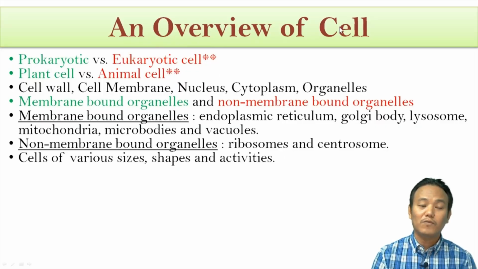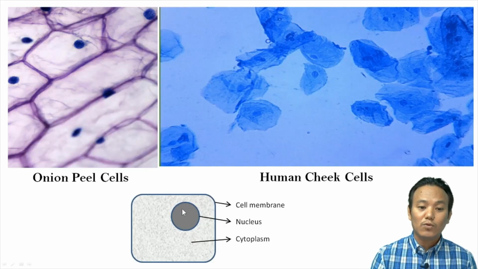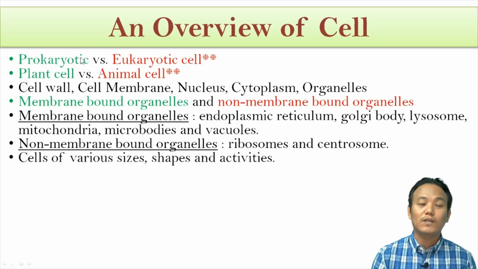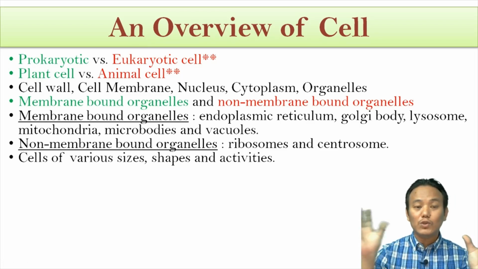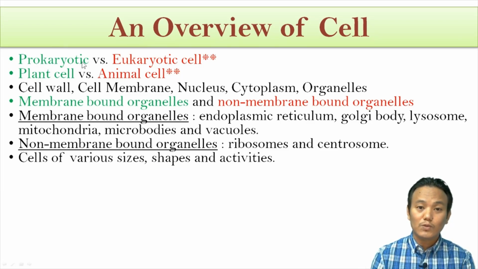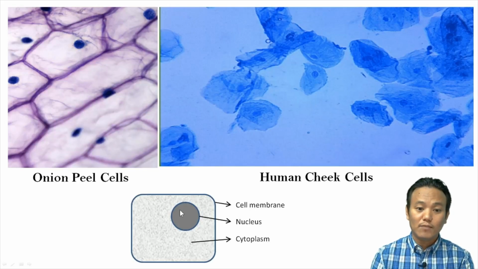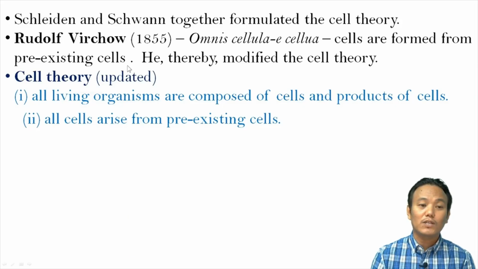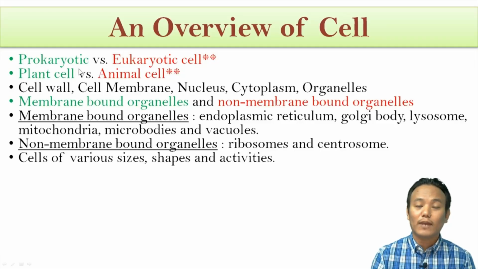If you take an overview of the cell, based on the nucleus, we classify the cells under two broad groups: prokaryotic cell and eukaryotic cell. If a cell does not have a true nucleus, it becomes a prokaryotic cell. If a cell contains a true nucleus, then it is called a eukaryotic cell.